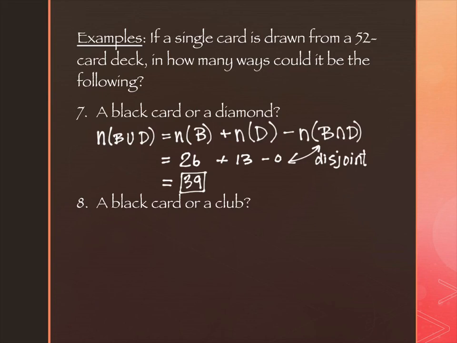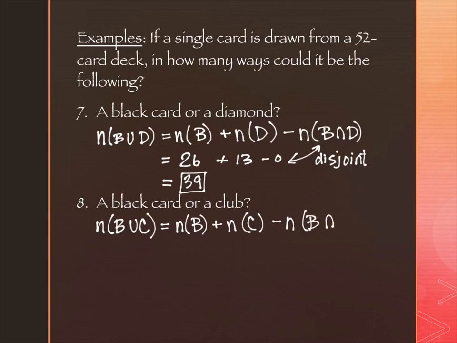Last one, black cards or clubs. So the number of blacks, union, clubs. So I have the number of black cards plus the number of clubs minus the number that are both black and clubs. How many black cards are there? How many clubs are there? How many black clubs are there? 13, because that's what clubs are.